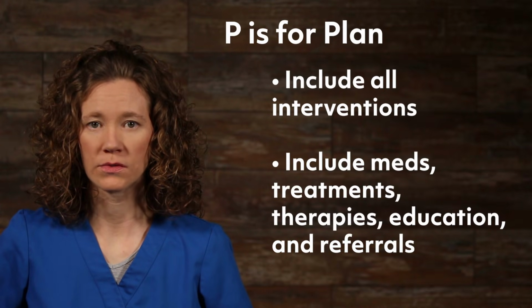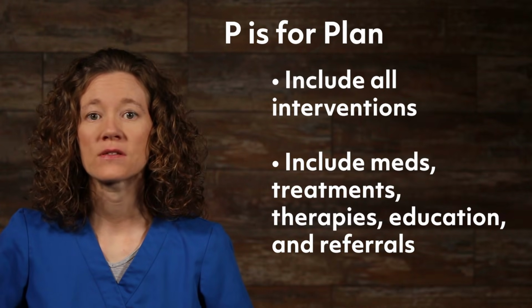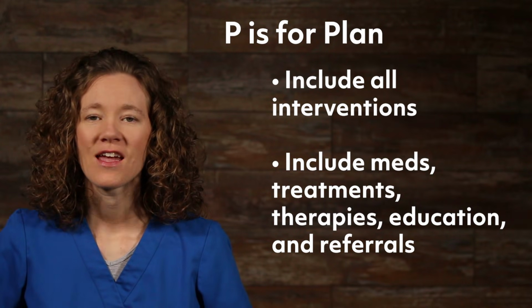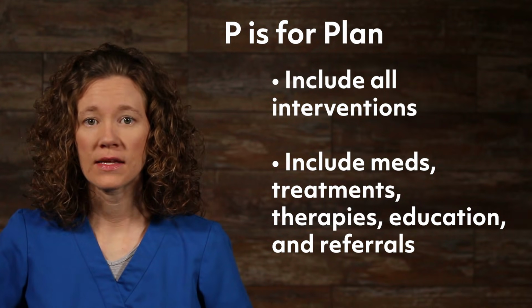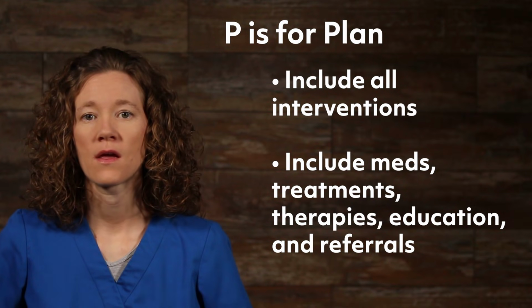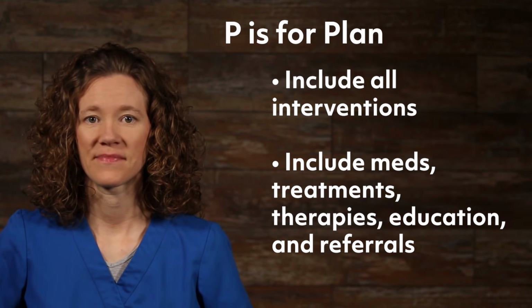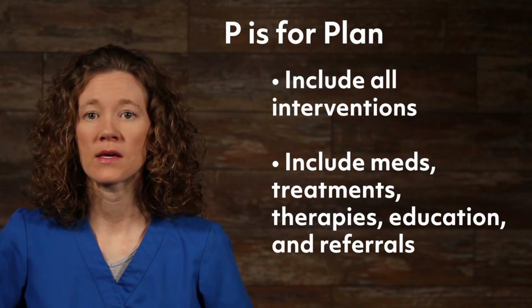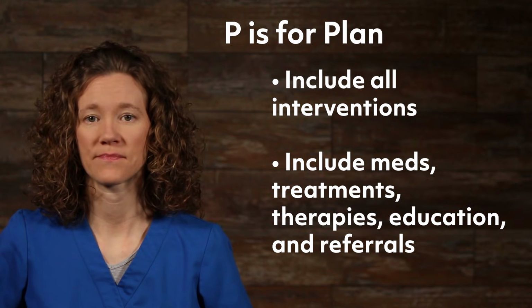The P for plan is where the nurse is noting the chosen interventions that personalize the care of the patient. These interventions are specifically chosen to move the patient toward the desired outcomes or goals. These interventions need to be based on the patient's specific needs and abilities. In order to be effective, they need to be realistic and measurable, so they can be evaluated. This may include medications, treatments, therapy, education, or referrals.